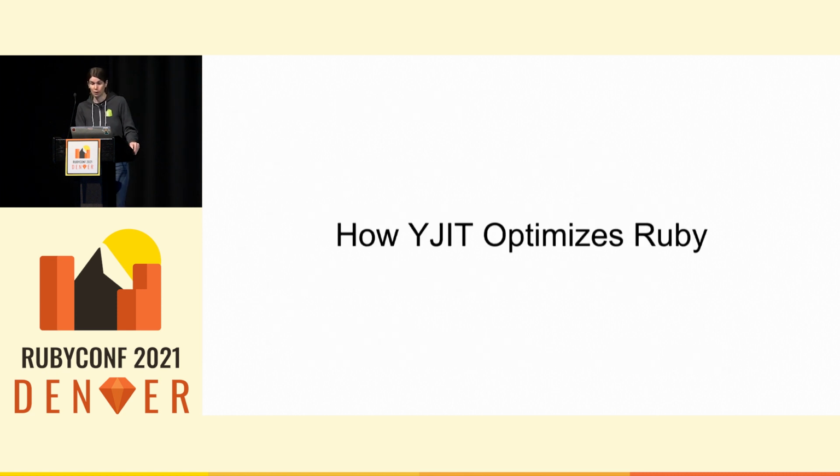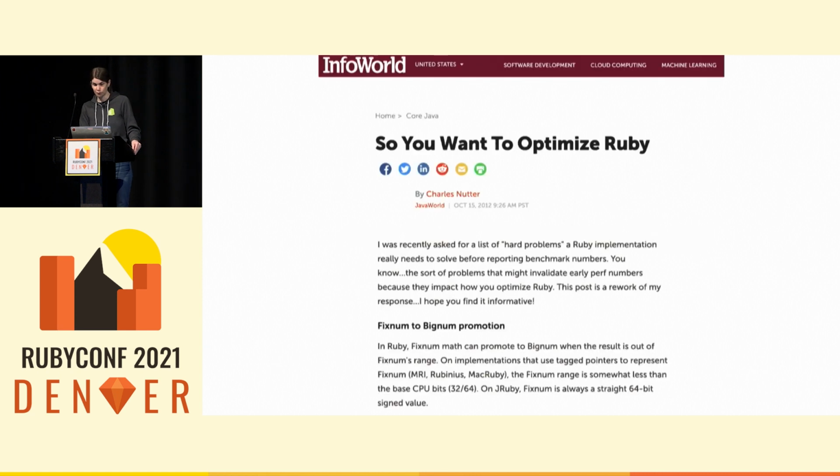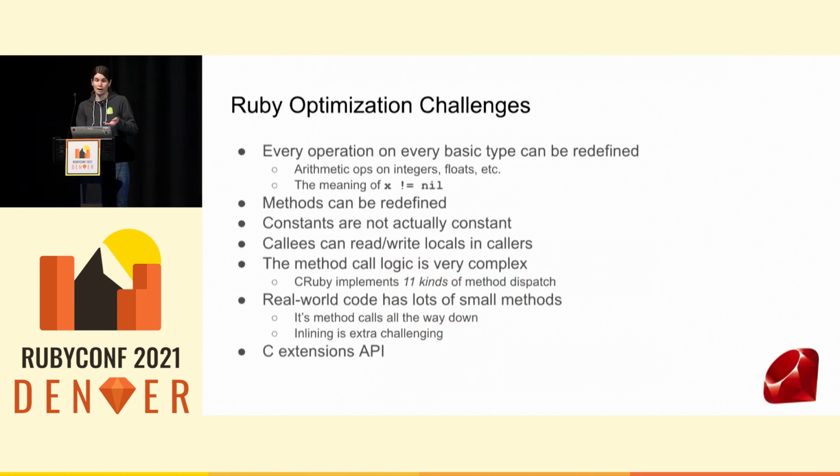Now a little bit about how YJIT optimizes Ruby. Ruby is a language that's very difficult to optimize. There's an article dating all the way back from 2012 that goes into some of the many reasons why, and it's still relevant today. In terms of the things that we had to contend with, every operation on every basic type can be redefined. So you can redefine things like the addition operator. You can redefine the meaning of x equals not nil. You can redefine methods at any time. Constants are not actually constants.